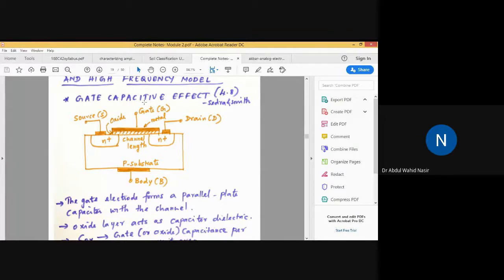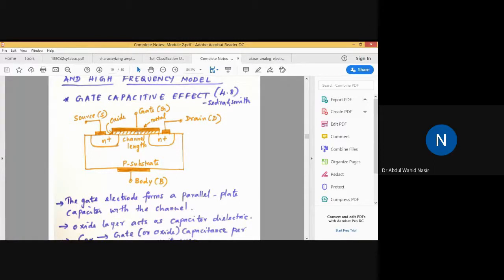If you consider a unit area, what is the definition of capacitance? Capacitance C is equal to A epsilon by T. Now if your area is unit area, then capacitance will be C equals epsilon by T, where epsilon is the permittivity constant, and T is the oxide thickness. This is the thickness of the oxide.